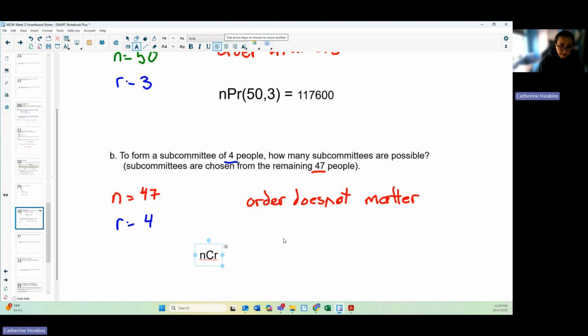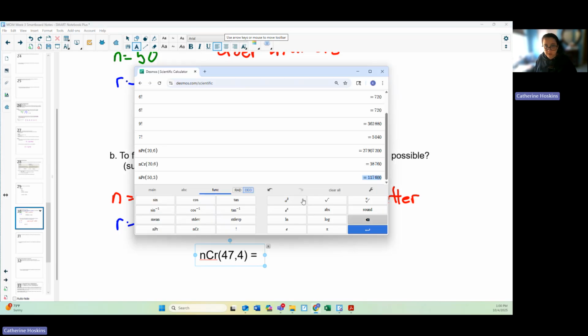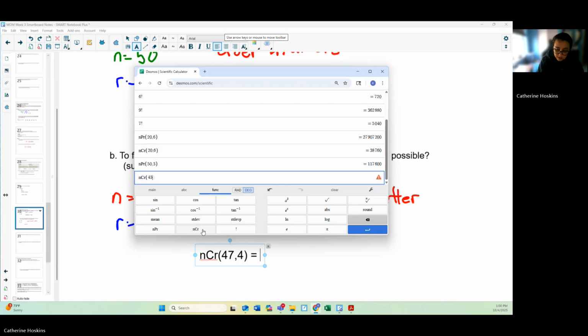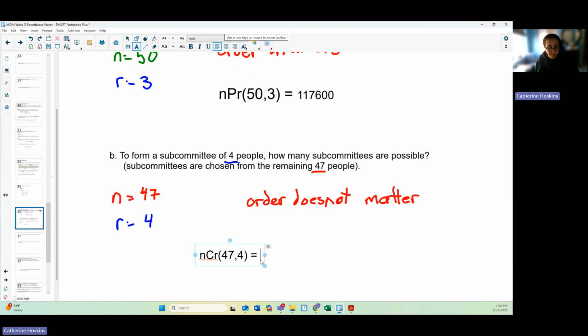NCR. We're going to put in 47, comma 4. As we do that, I'm going to open up Desmos. We say NCR down here at the bottom, 47, comma 4. And I end up with 178,365 different possible ways to form that subcommittee of four people.